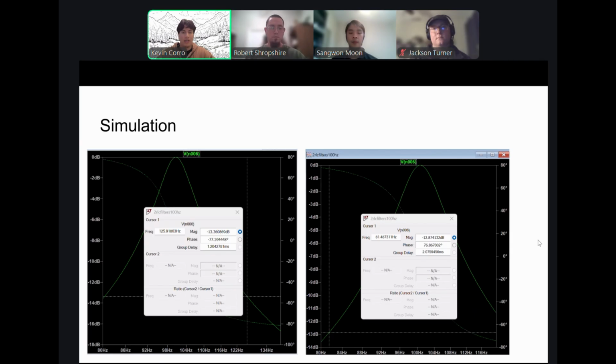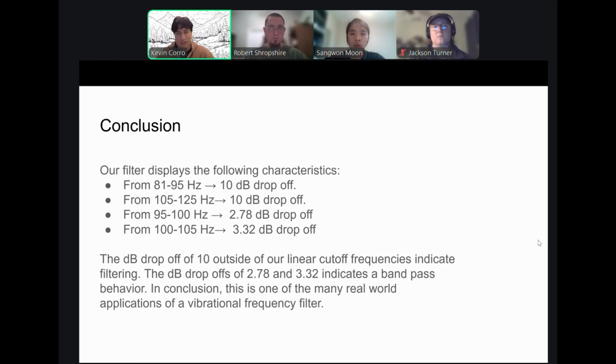Here we wanted to go outside of our bandpass filter to see at what frequency we get 10 decibels of attenuation. We did that for the high end and the low end, which is shown here in both images. One more thing this slide covers is how much gain drop off we get from the center to the low end and the high end. A 3 decibel drop from the center is good compared to outside that region, from 95 to 81, where we get a 10 decibel drop off, indicating that the filter is working as designed.